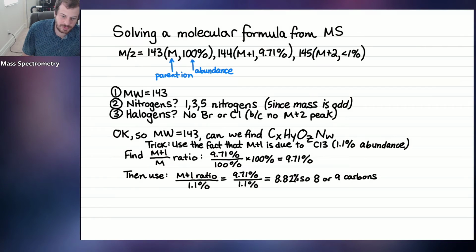So this helps you to figure out how many carbons there are. And again, let me just show you what we did. We took this number here, divided it by this number, and we got the ratio of M+1 to M. Then we took that number and divided it by the abundance of carbon 13, and we got about 8.8. So that told us that we have 8 or 9 carbons, because 8.8 is somewhere between 8 and 9. All right, so now we just need to try some possibilities and figure out what the molecular formula of this compound could be. Let me get a new piece of paper and we'll try that.